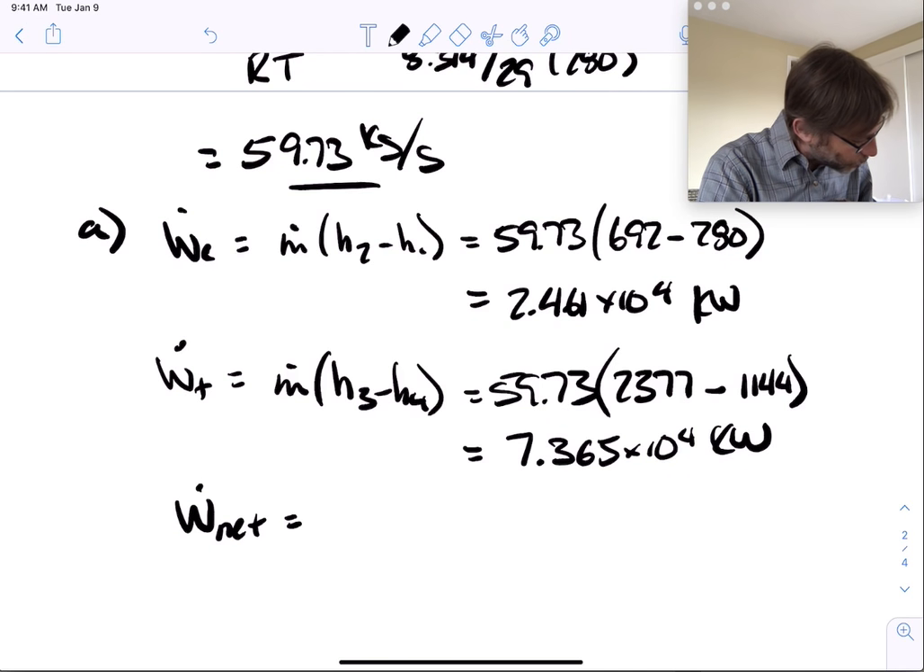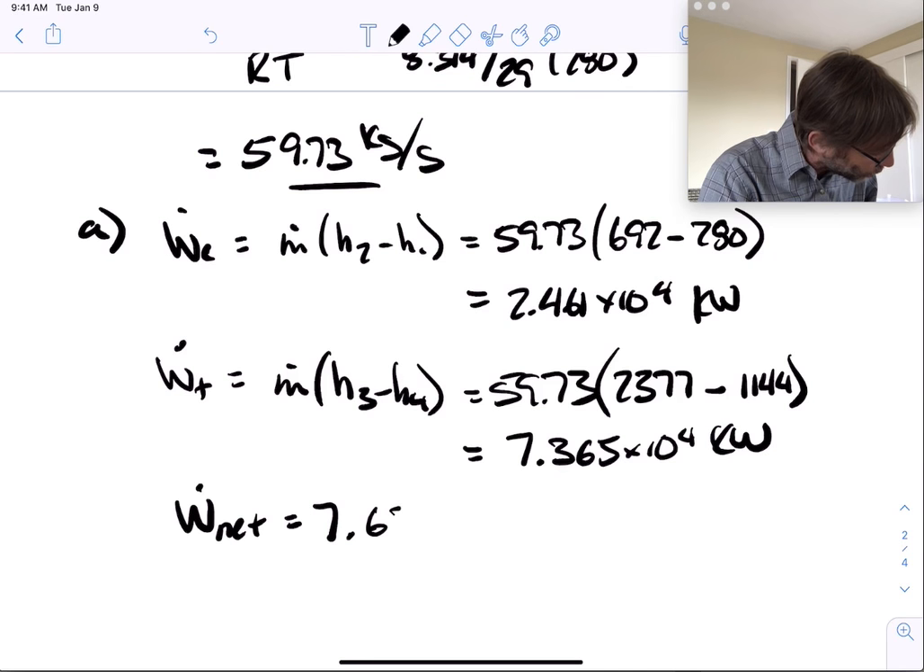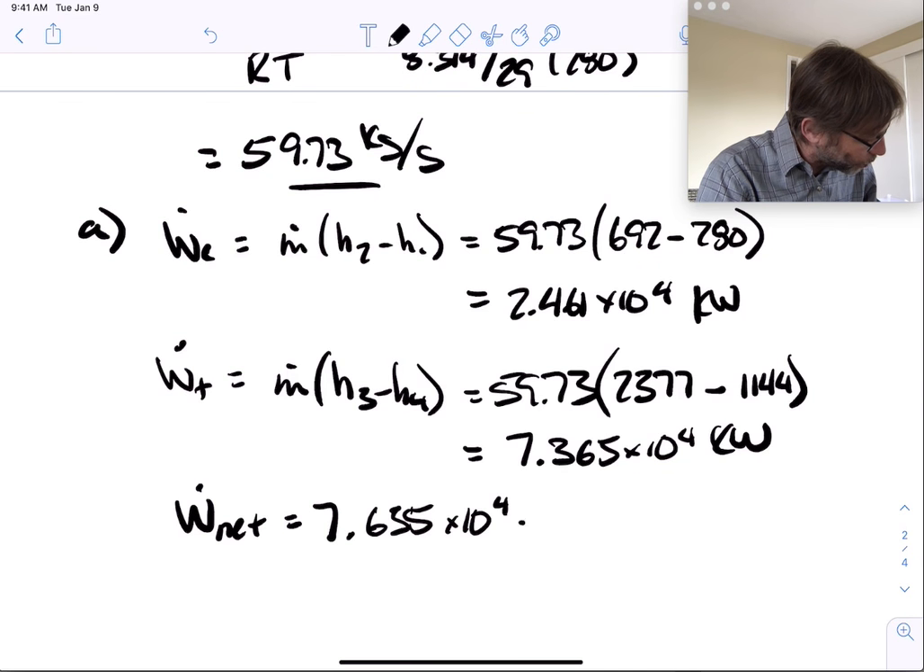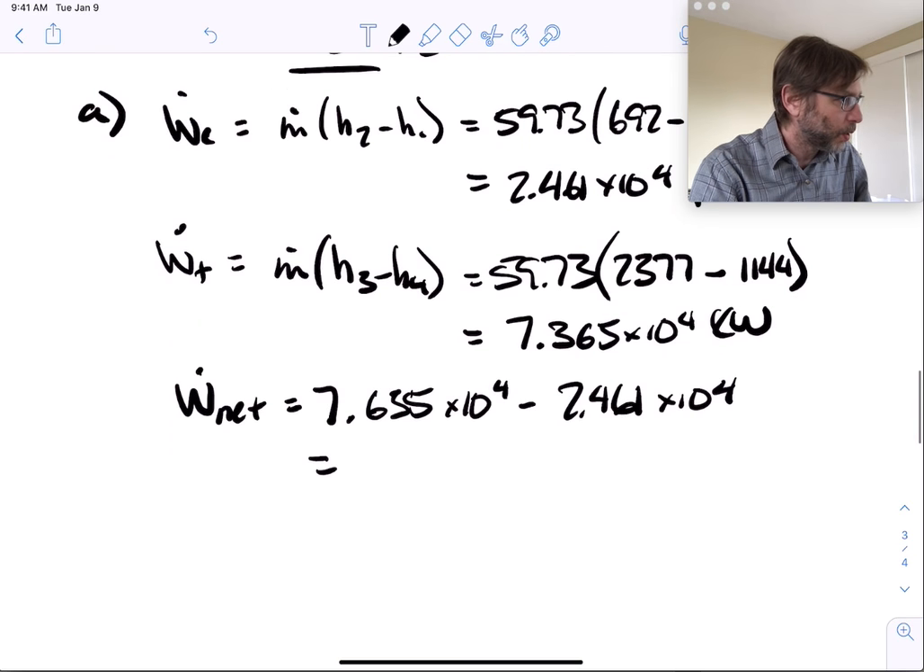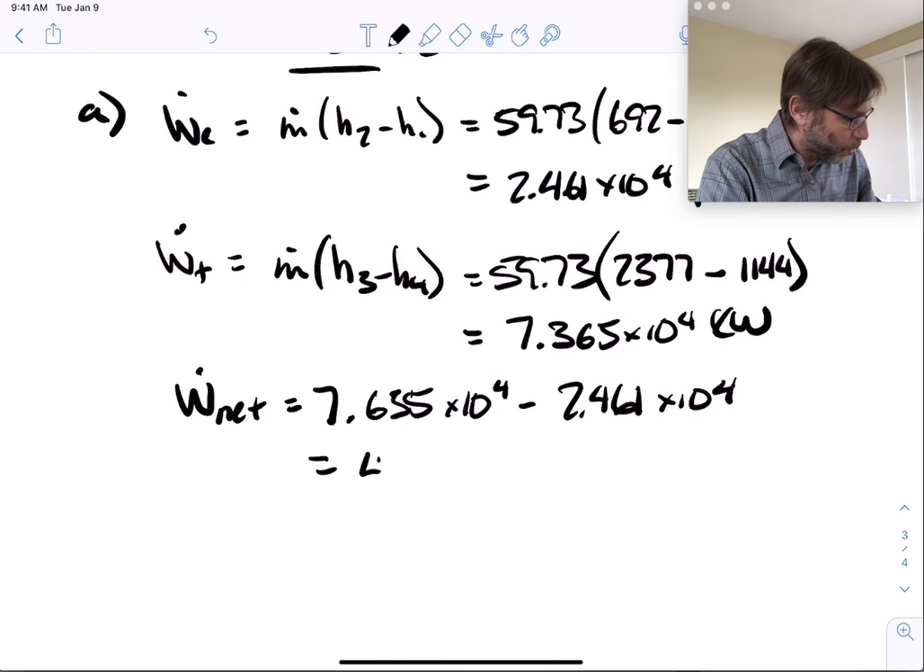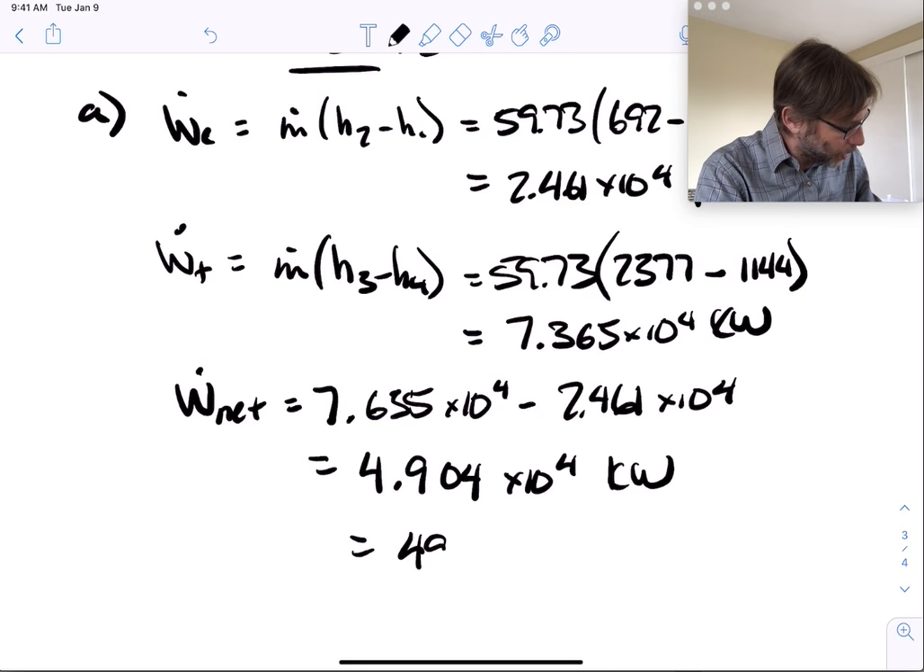net is equal to, well, we'll just say 7.365 times 10 to the fourth minus 2.461 times 10 to the fourth, and that is equal to 4.904 times 10 to the fourth kilowatts, which equals 49 megawatts.